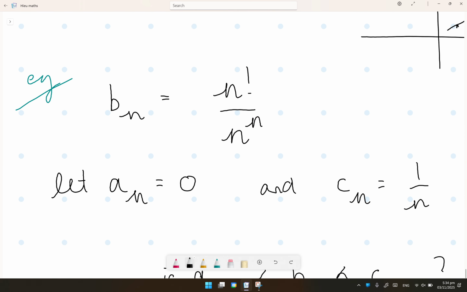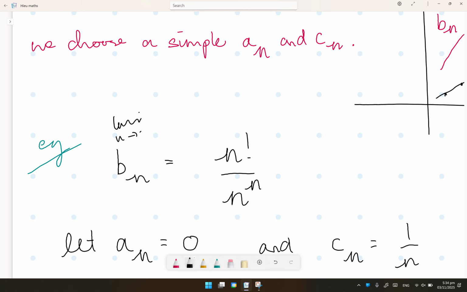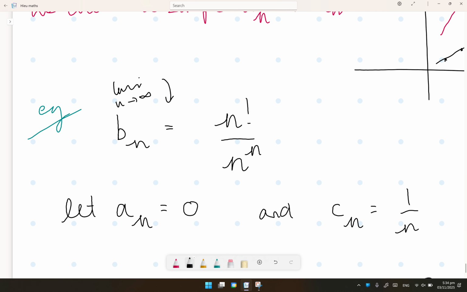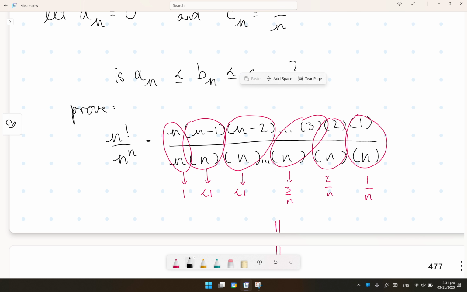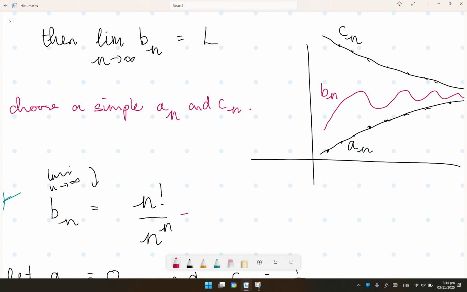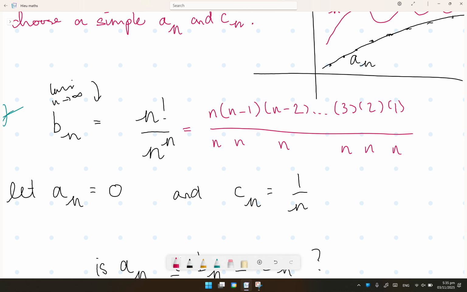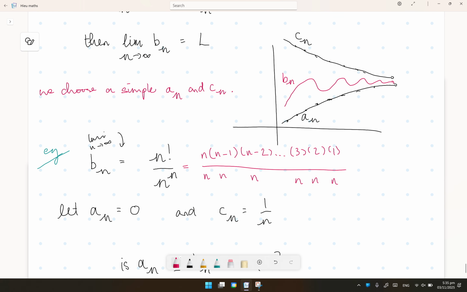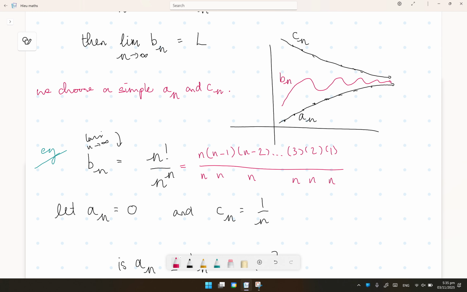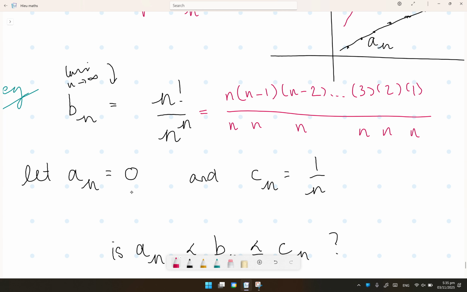So, for example, let's try to find the limit of n to infinity of this sequence, Bn, which is equal to n factorial over n to the n. Basically, what that's going to look like is something like this. I'm going to rewrite it up here. So this is simply equal to n multiplied by n minus 1 multiplied by n minus 2, and that goes on until it's 3 times 2 times 1. This is all over n multiplied by n multiplied by n, and so on. Okay, so that's what this means. So let's try to find a set of sequences that we can use to squeeze this together. So we let an, the smallest one, be equal to 0, right?